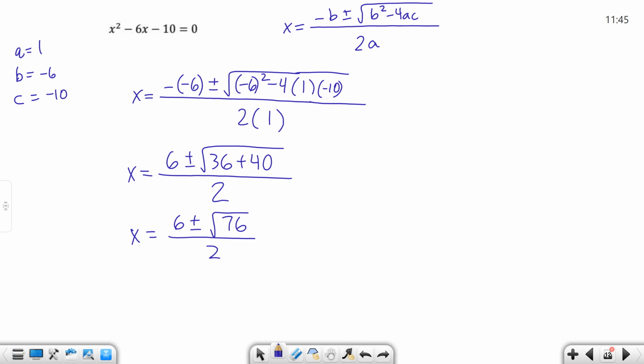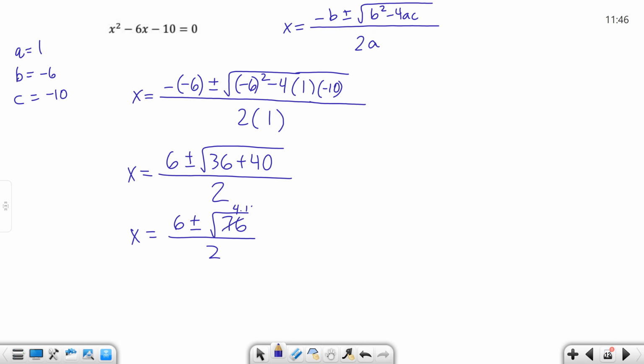We need to see, can we simplify this? Is 76 a perfect square? No. 64 is 8 squared, 81 is 9 squared, and 76 is in between 64 and 81. So it's not a perfect square. Is there a perfect square that divides into 76? And the answer is yes. What I mean is 4, 9, 16, 25. Those are my perfect squares. Do any of them divide into 76? Yes.